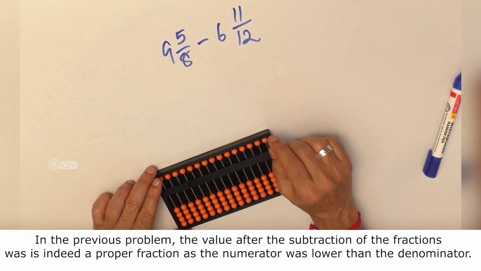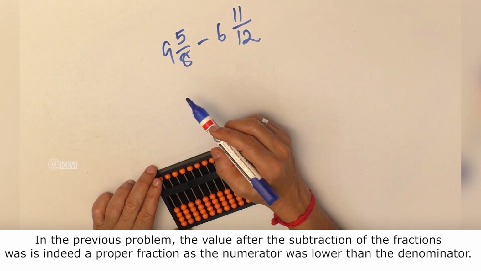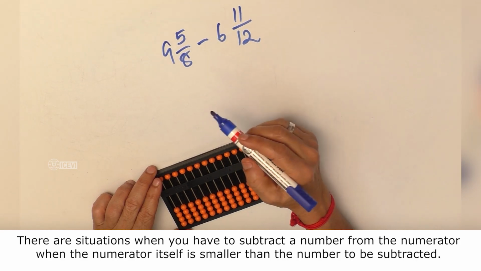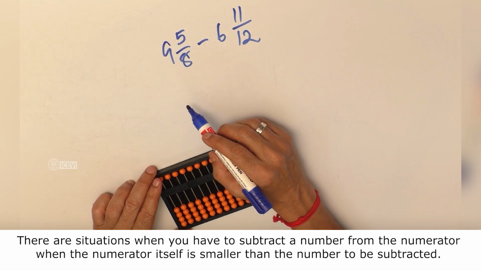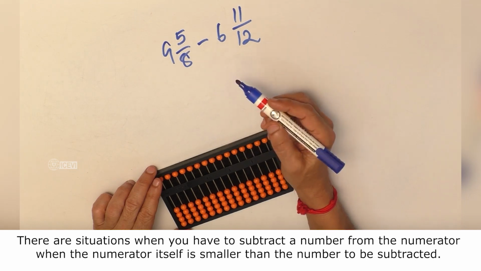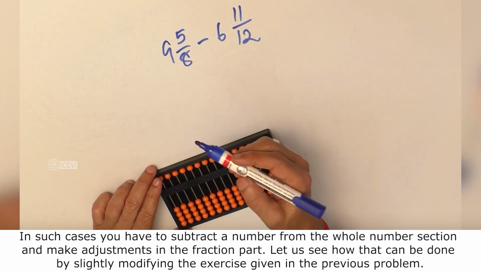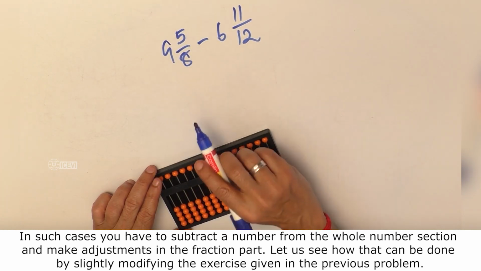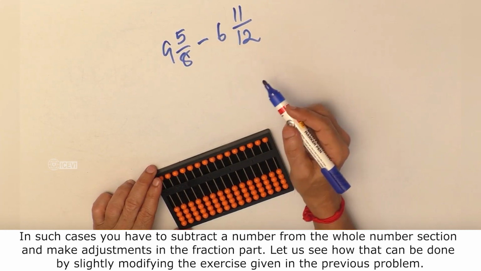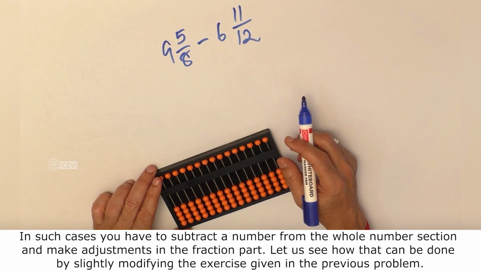In the previous problem, the value after the subtraction of the fractions was indeed a proper fraction as the numerator was lower than the denominator. There are situations when you have to subtract a number from the numerator when the numerator itself is smaller than the number to be subtracted. In such cases, you have to subtract a number from the whole number section and make adjustments in the fraction part. Let us see how that can be done by slightly modifying the exercise given in the previous problem.